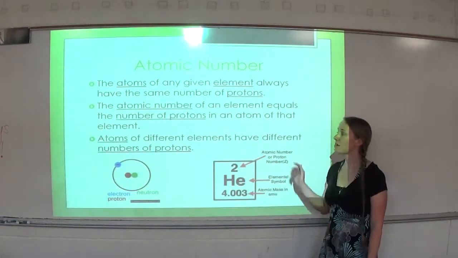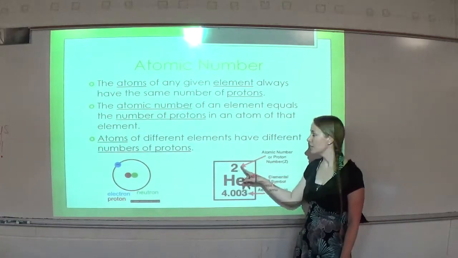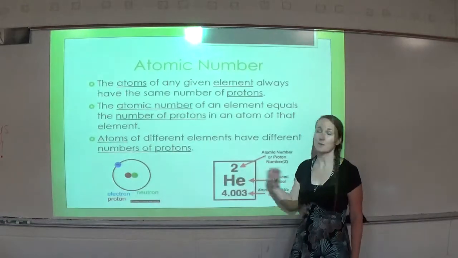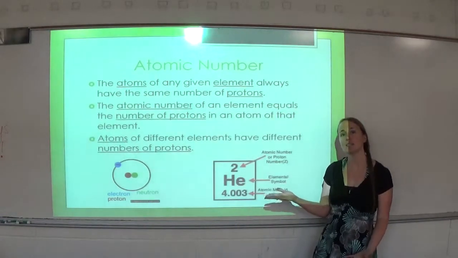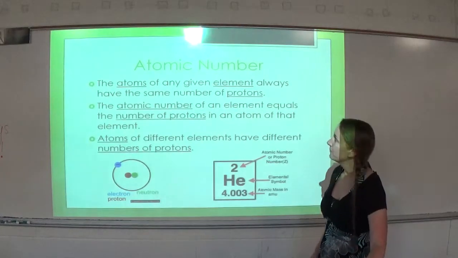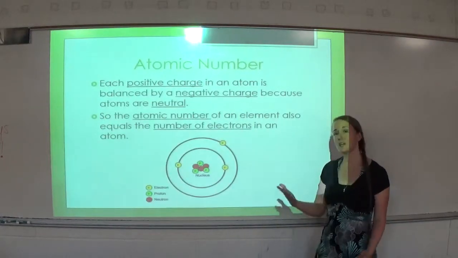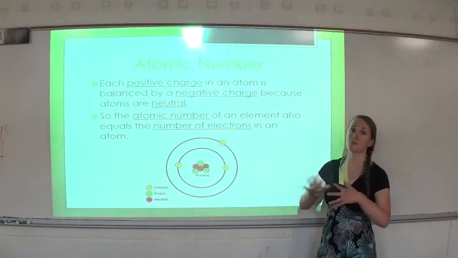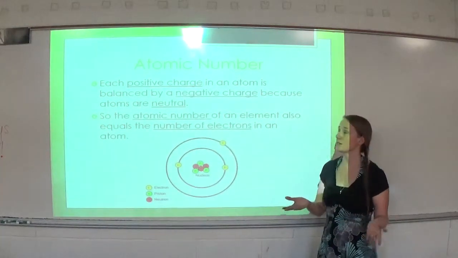Atoms of different elements have different numbers of protons. So if I found an element that only has 1 proton, I know for sure it's not helium because helium has to have 2. I could look on the periodic table and see that element number 1 is hydrogen, and then I would know that element is hydrogen. So in other words, elements are identified by their protons. We'll talk about how neutrons and electrons can be different, even in atoms of the same element.